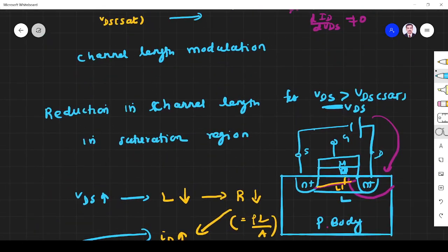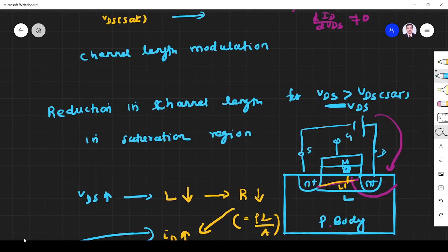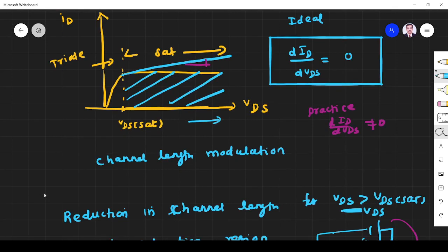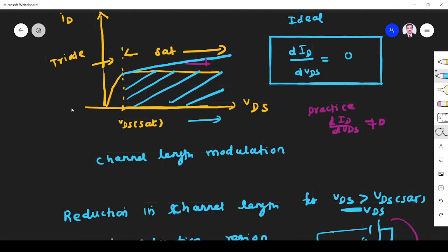Okay, now we will go to the ideal curve. You see, this is the ideal curve. Let us extrapolate this and extend this curve.